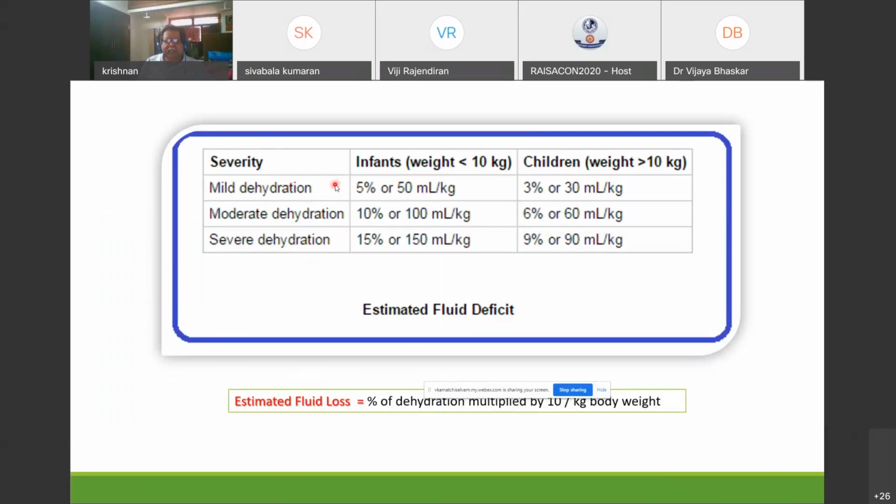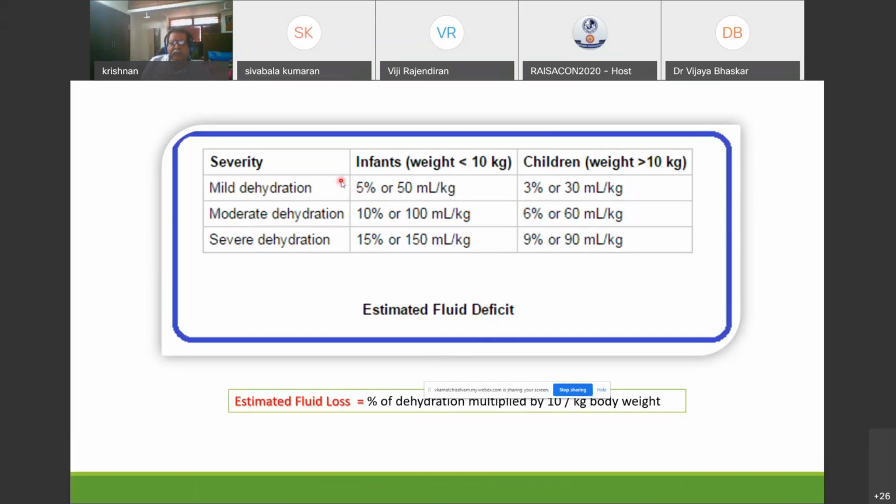So if the dehydration is going to be mild, we call it 5% dehydration in an infant or 3% dehydration in a child. Moderate is 10%, severe will be 15%. Why should you know these percentages? You calculate the amount of fluid the patient has already lost. It is very simple. Just put a zero next to your percentage.